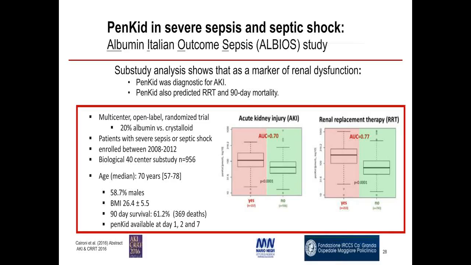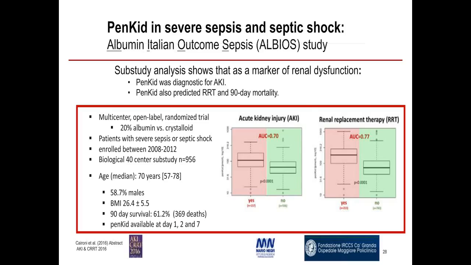Let's look at another famous study, PENKid in severe sepsis and septic shock, the famous Albumin Italian Outcome Sepsis study, or the ALBIOS study. This was a sub-study that shows PENKid as a marker of renal dysfunction. It was a multi-center, randomized, open-label trial of albumin versus crystalloid, and patients with severe sepsis or septic shock were enrolled at 400 centers. Here, again, you can see a robust correlation of presence or absence of kidney injury and PENKid levels, but also the need for renal replacement therapy based on the levels. So if you get a high level, be prepared. This patient could be getting sicker and sicker, and any intervention you may be contemplating down the road, maybe we should consider early on.